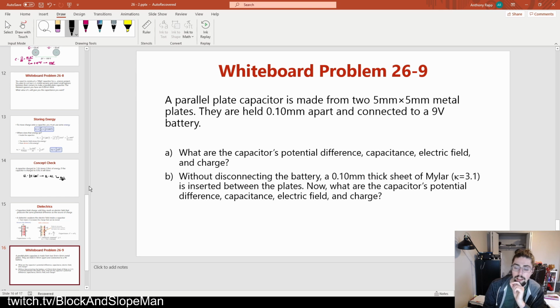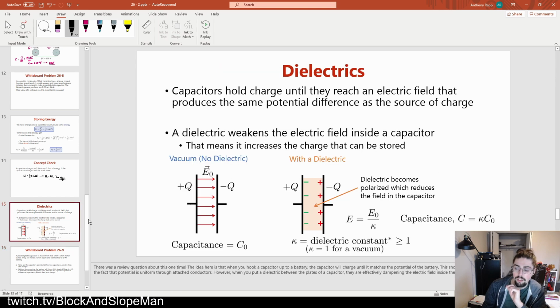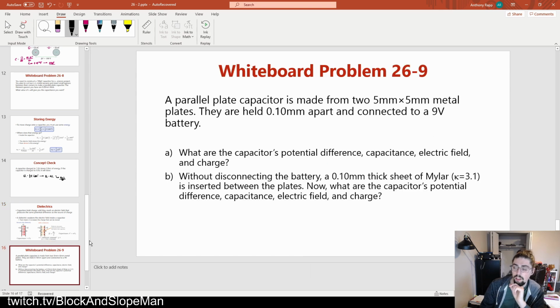material. It's got that value kappa is equal to 3.1. That's called the dielectric constant. So that dielectric constant is 3.1 for mylar. We put it between the plates. We still have it hooked up to the battery. So I want you to think about what changes, what doesn't change. What are those same values now that we've put the dielectric inside? Okay, let's go ahead and start taking a look here.